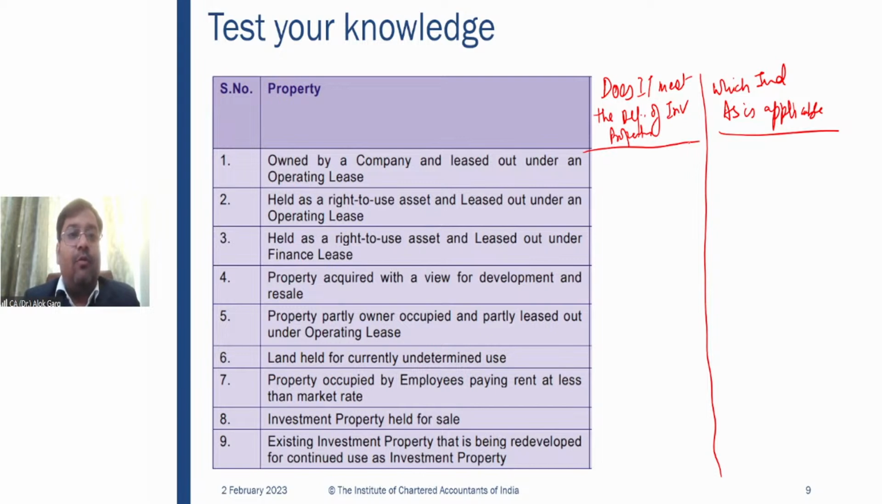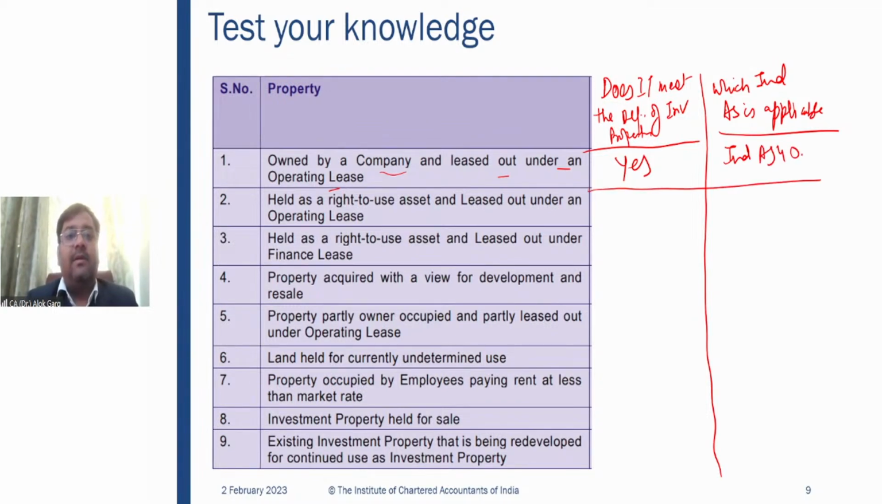Owned by a company and leased out under an operating lease, right? The company has owned a building, and the company is leasing that building under an operating lease. Tell me whether it is meeting the definition of investment property. Yes, it is meeting. Which Ind AS is applicable? If it is meeting the definition, Ind AS 40 is applicable.